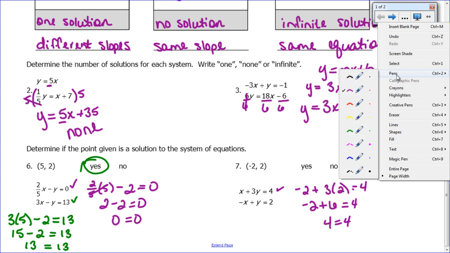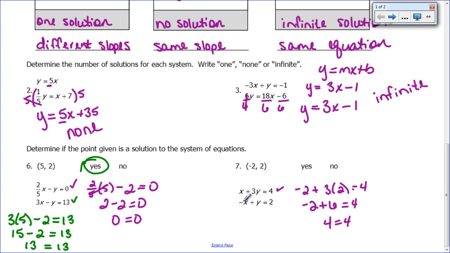So that means I have to go check the second equation. So this x now has a negative in front of it. So when I plug in a negative 2 into a negative x, this negative and that negative will cancel, and this will just become a positive 2. Plus y, which is also 2, should equal 2. Well, last time I checked, 2 plus 2 was 4, and 4 does not equal 2. Since this one doesn't work for the bottom equation, no, that one is not a solution. It has to make both of them true.